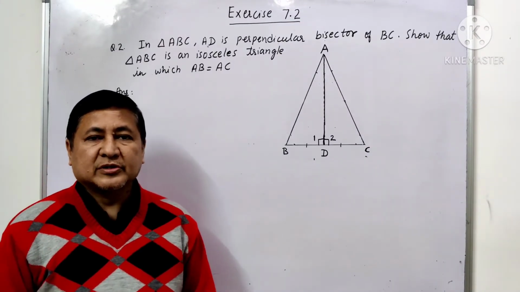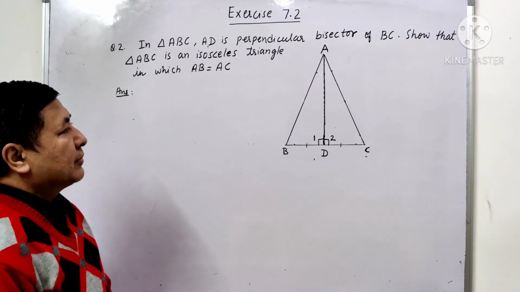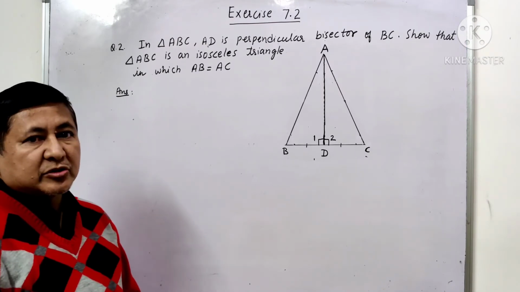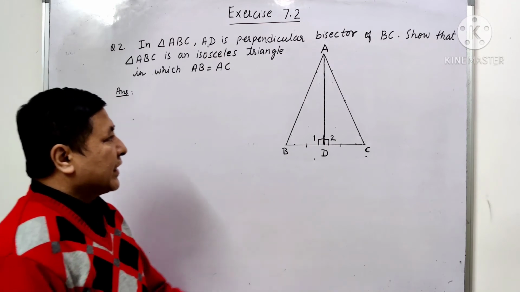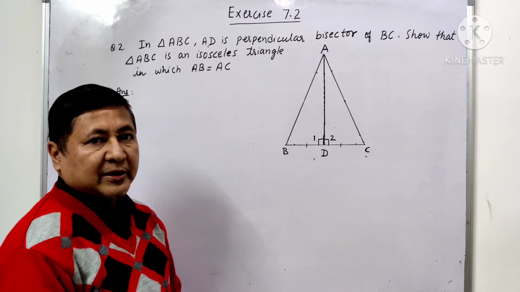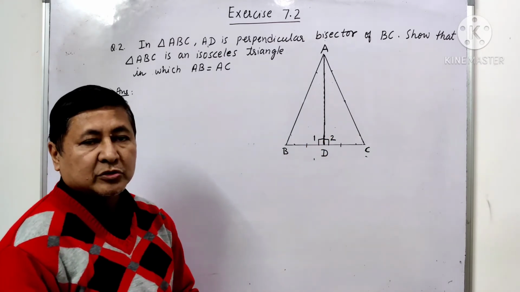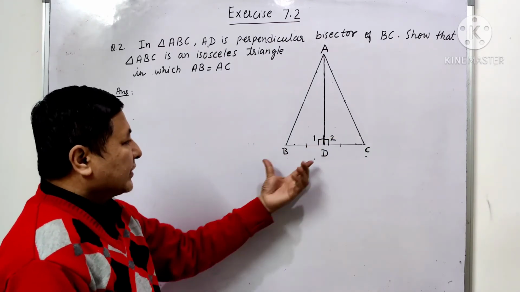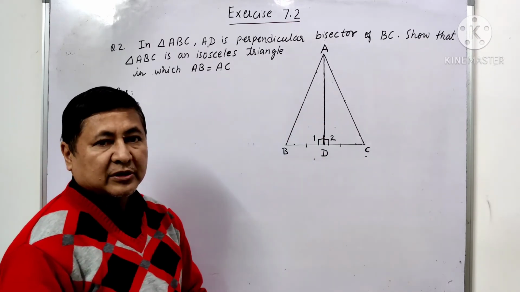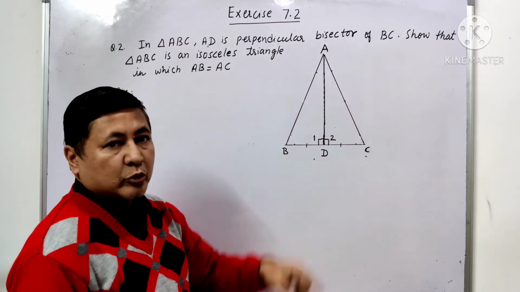Now let us solve question number 2 of exercise 7.2. In triangle ABC, AD is the perpendicular bisector of BC. Show that triangle ABC is an isosceles triangle in which AB is equal to AC. Now in this question it is given that AD is the perpendicular bisector of BC, and we know the meaning of perpendicular bisector. AD is perpendicular bisector, that means angle 1 and angle 2 will be equal to each other, that is equal to 90 degrees. And then BD and CD will also be equal because AD is the perpendicular bisector of BC. Now we have to prove that AB and AC both are equal.